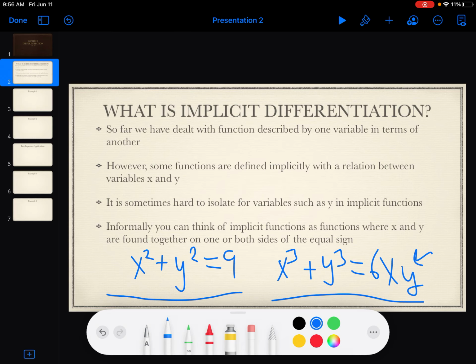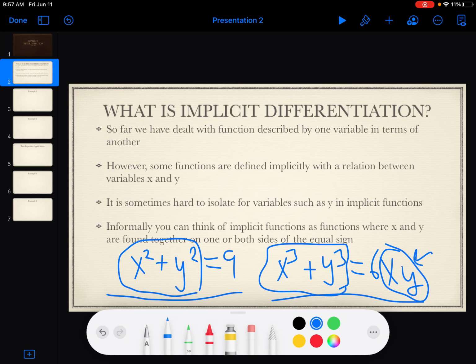So informally, you can think of implicit functions as functions where x and y are found together on either one or both sides of the equal sign. As we see here, x and y are both found on the left side of the equal sign. In this one, x and y are found together on both the left and right side of the equal sign. So basically, if you have a function where x and y are found together on at least one side of the equal sign, you could think of that as implicit. That's just a very informal idea.